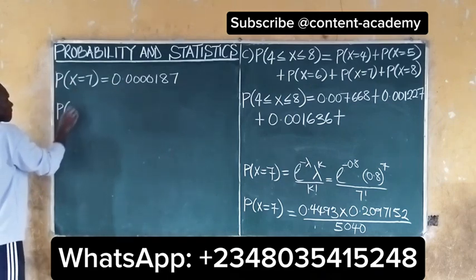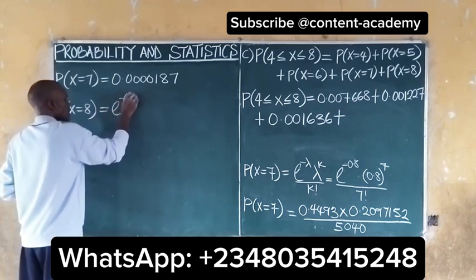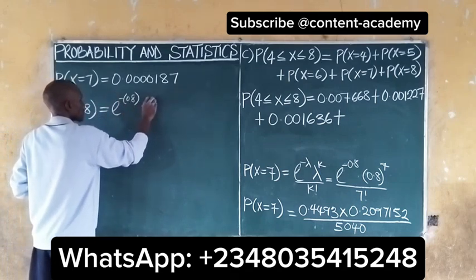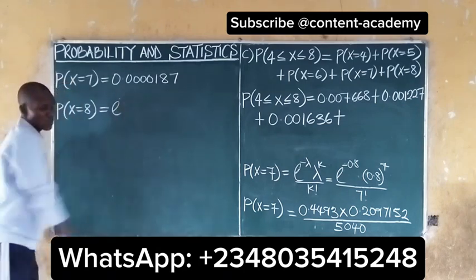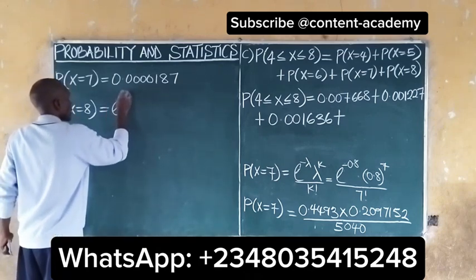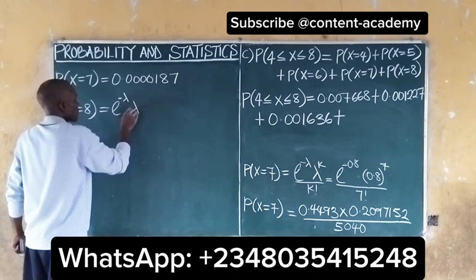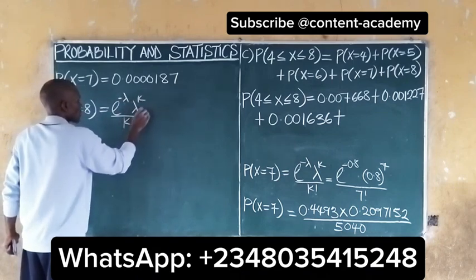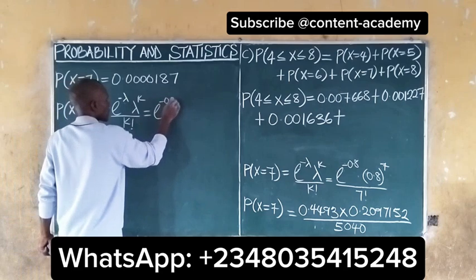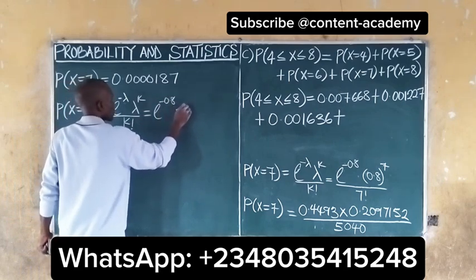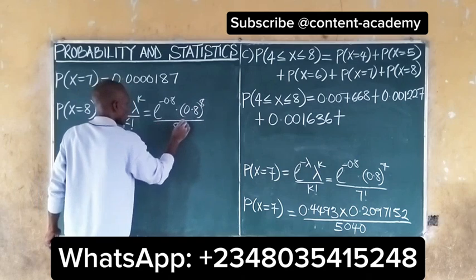Now we say P(x = 8), which is the last. So we have exponential negative 0.8 times, sorry, this is exponential negative lambda, lambda raised to the power of k all over k factorial, which is equal to exponential negative 0.8 multiplied by 0.8 raised to the power of 8 all over 8 factorial.